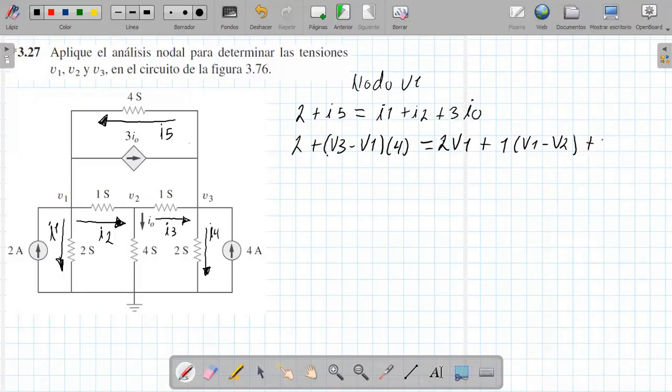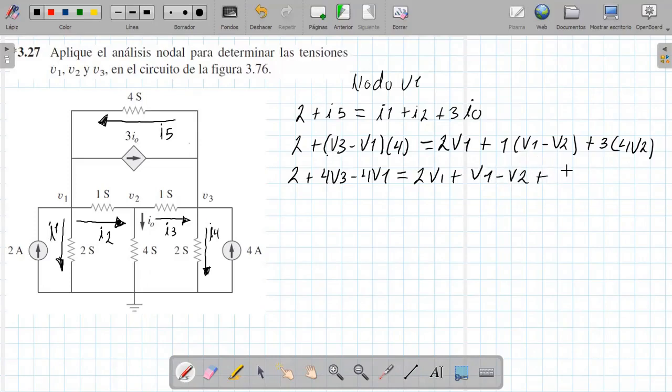The source with this slope would be 3 times i0, but i0 is what comes here. Here it is 4 times V2. Okay, I start to work with that. I have here 2 plus 4V3, 4V1. It is equal to, I have 2V1 plus, this would be V1 minus V2, V2 plus 3 12 V.